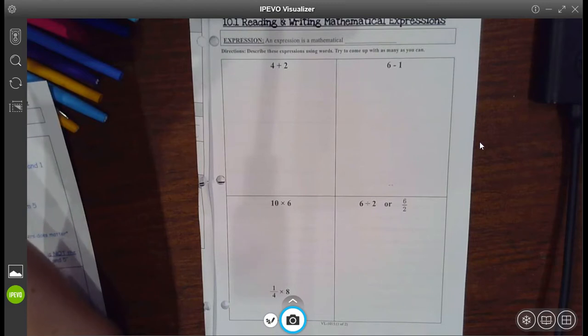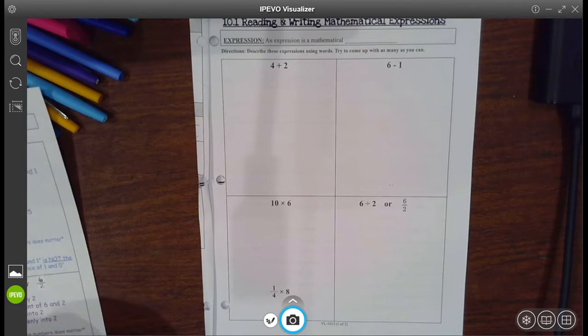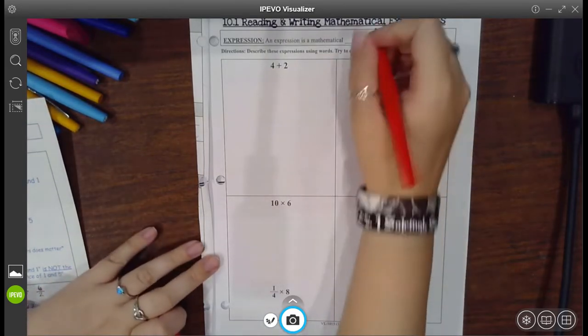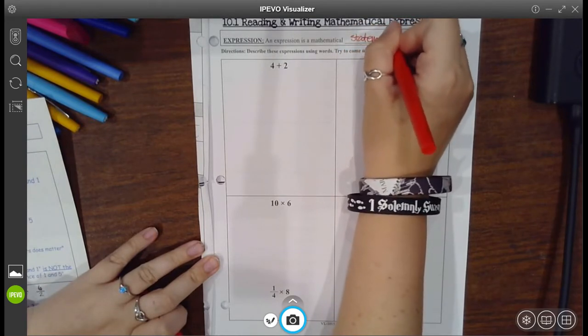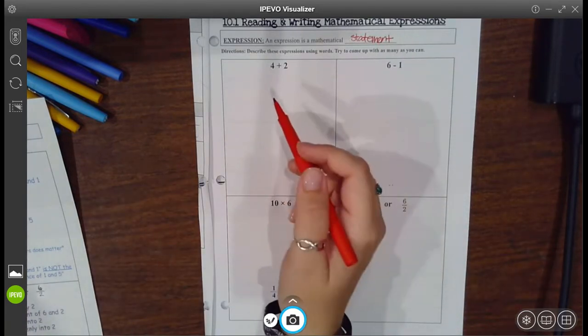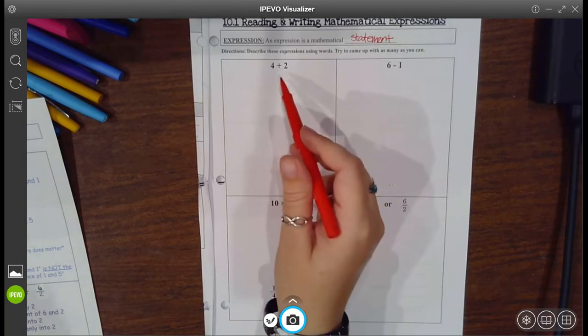Hello, my little mathematicians. Today we're going to explore expressions. So, an expression is a mathematical statement. And first off, what we're going to explore is trying to come up with as many word phrases as you can to represent this mathematical expression.